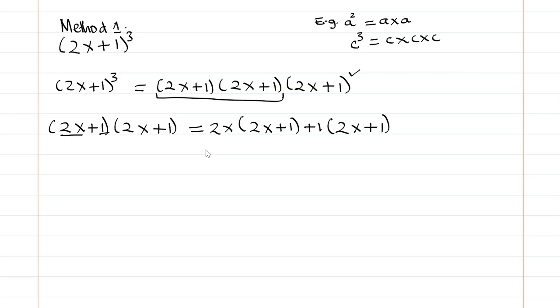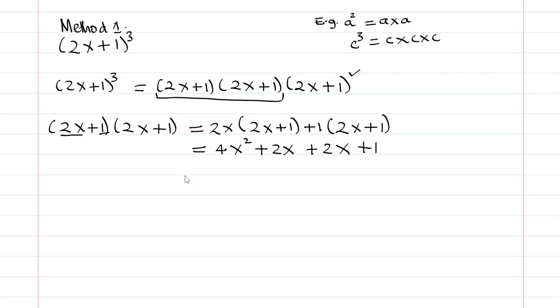and then from here we expand, or we open the brackets, and then we simplify. So 2x times 2x gives us 4x squared, 2x times 1 gives us 2x. That is the expansion of the first bracket by 2x. And then the second bracket, we have 1 times 2x, it gives us 2x. 1 times 1, it gives us 1.